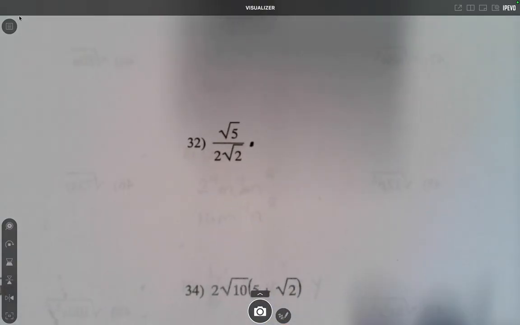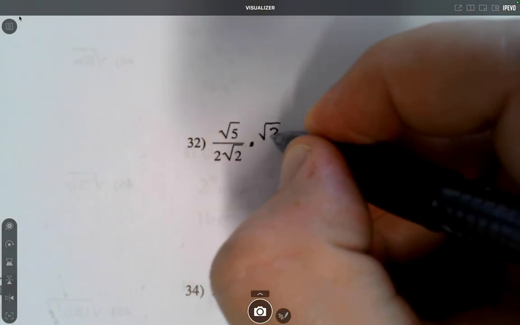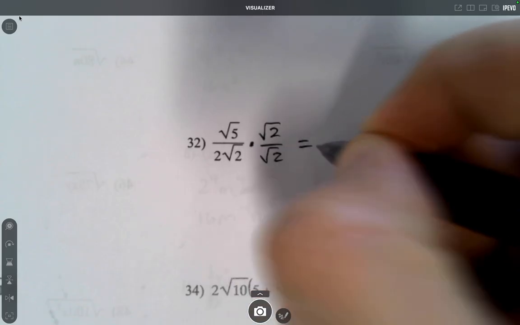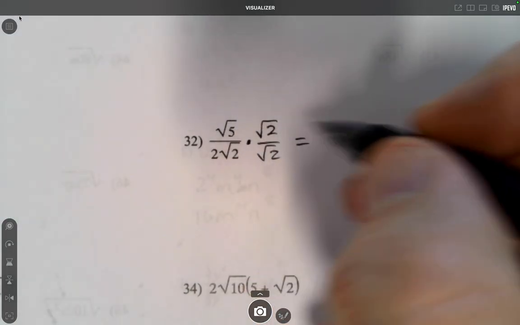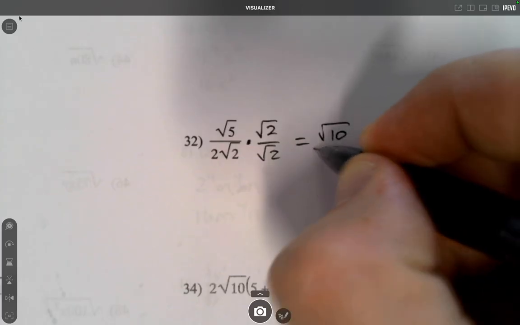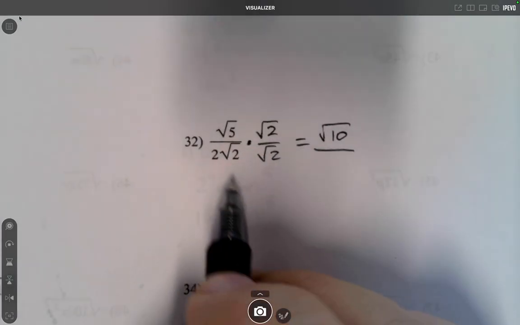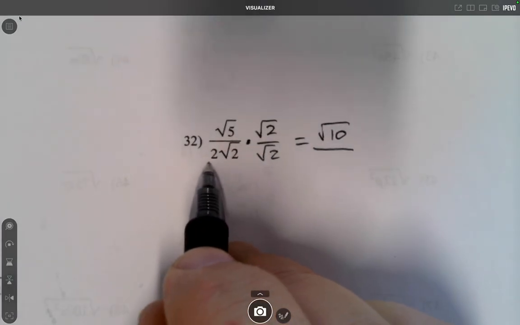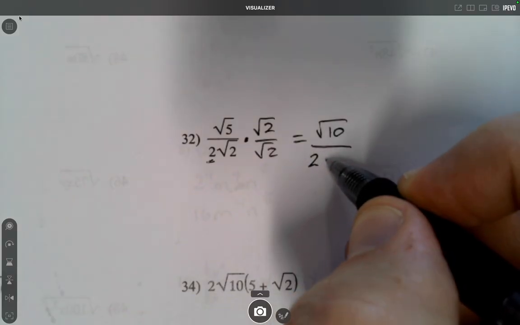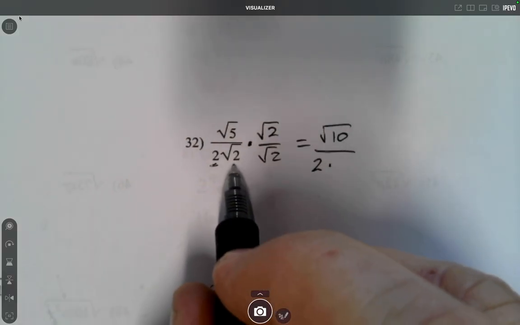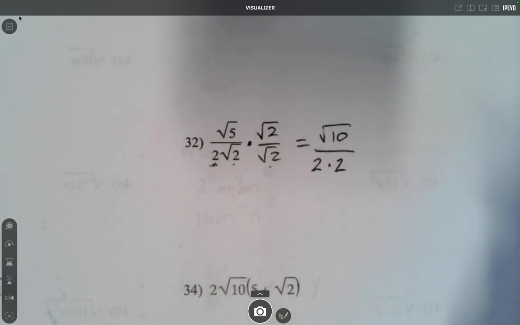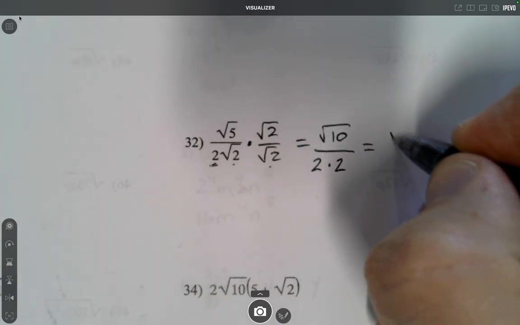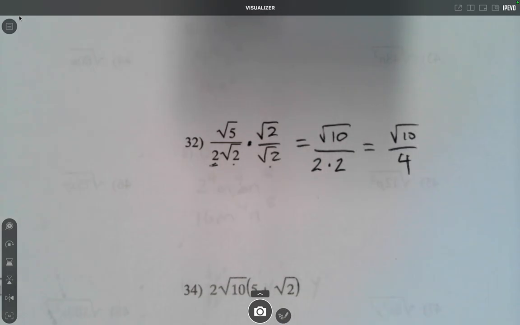Okay, 32. We need to multiply top and bottom by the square root of 2 to fix that issue of the square root of 2 in the denominator. Square root of 5 times square root of 2 is the square root of 10. On the bottom, watch carefully, this 2 right here just stays as 2. And then the square root of 2 times the square root of 2 gives us another 2, which we can then combine and get 4.